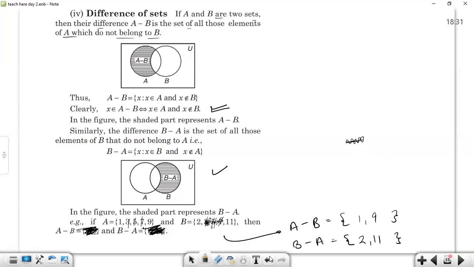When we find B minus A, it is the set of all those elements of B that do not belong to A. So all those elements of B which are not belonging to A. 3, 5, 7 also belong to A. That's why we'll exclude 3, 5, 7. Maybe you were giving the right answer, I was not able to understand it. Okay, so that's why 2 and 11. Clear? Yes, sir.